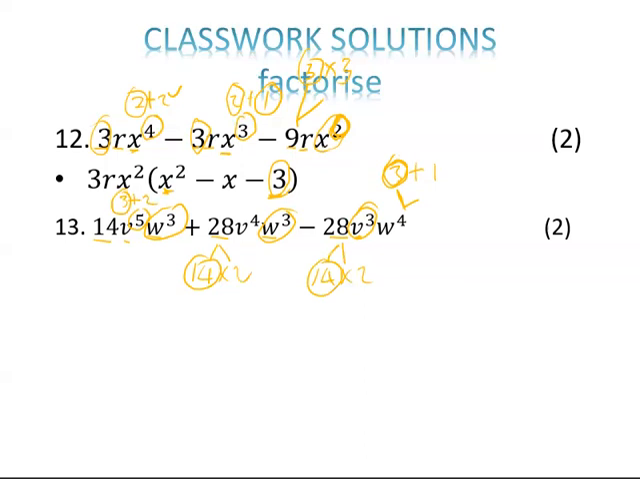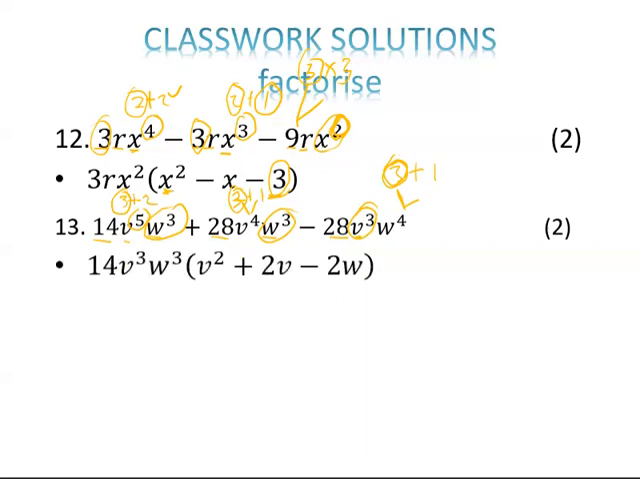In the second term, I'll be left with v to the exponent of 1, because here I'll have v to the exponent of 3 plus 1. So if I take out v to the exponent of 3, I'll be left with 1. Okay, and obviously in the last term, the whole v to the exponent of 3 has been taken out as a common factor. That is why here, when I take out my common factor, I'll take it out as 14v cubed w cubed. In brackets, I'll be left with v squared plus 2v minus 2w.